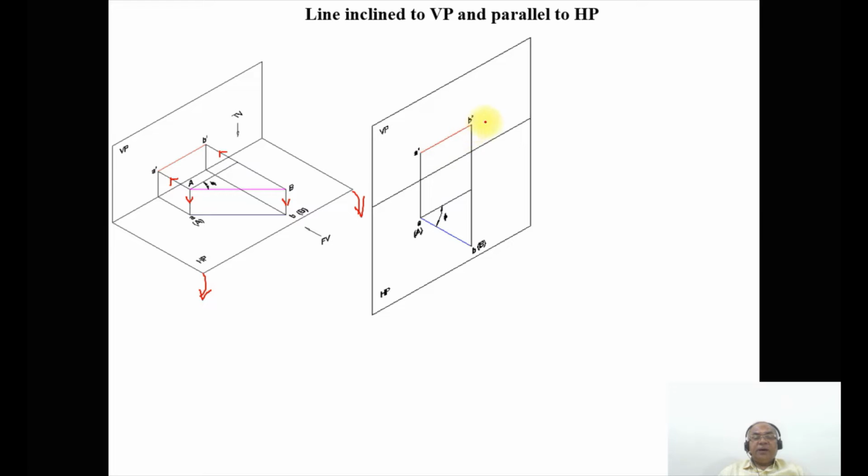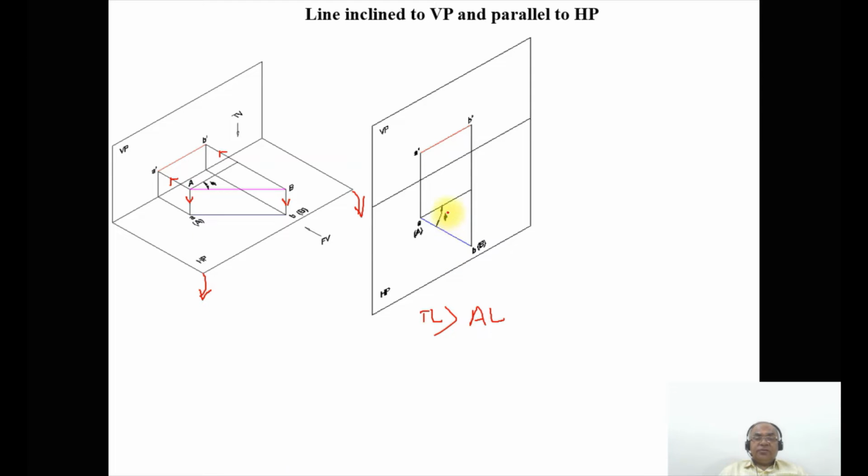When in the front view the line is parallel to XY, its corresponding top view, small ab, is in true length. Therefore it is capital A and capital B. As I see in the top view, the line is not parallel to XY, therefore its corresponding front view A dash B dash is not in true length. You are going to get the apparent length. Always remember that true length is greater than apparent length. So the inclination made by the true length with respect to VP is phi.